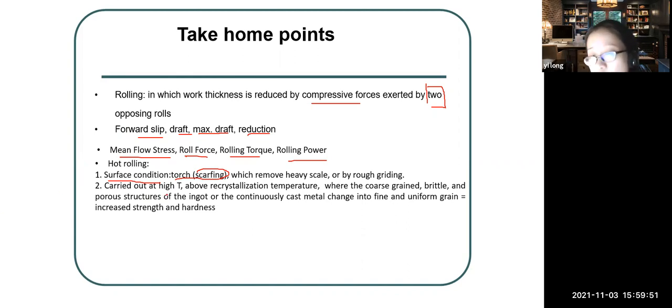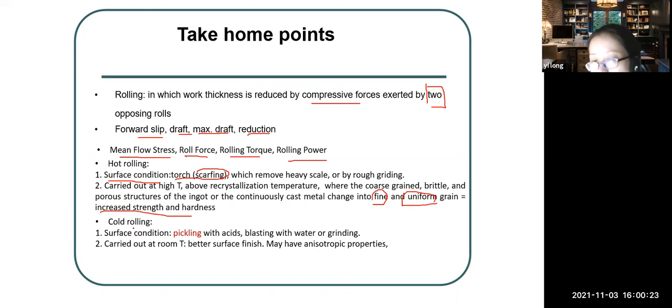Hot rolling is normally carried out a bit above the recrystallization temperature. So no matter what, if your starting material has defects, like very big grains, or is very brittle or porous, which means a lot of defects, after recrystallization you'll become much finer and more uniform, because this gives you increased strength and hardness. So this is hot rolling.